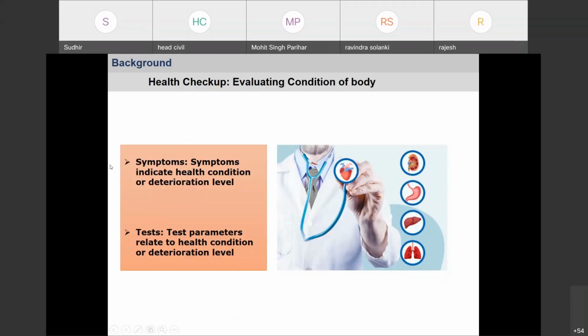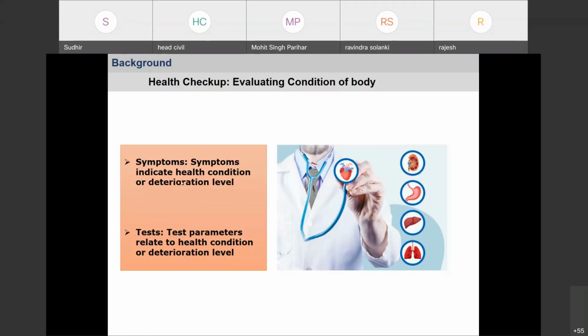So what happens when you go for a health checkup in a hospital? What does the doctor do? So the doctor looks for symptoms. So symptoms could be what is the skin color, what is the nail texture, right? Or if you have cold, cough. So all these symptoms are indicating what is your health condition or what is the deterioration level in any particular part of your body, right?